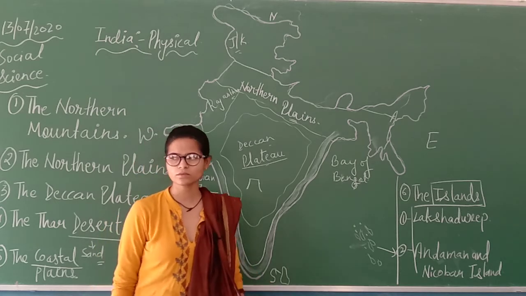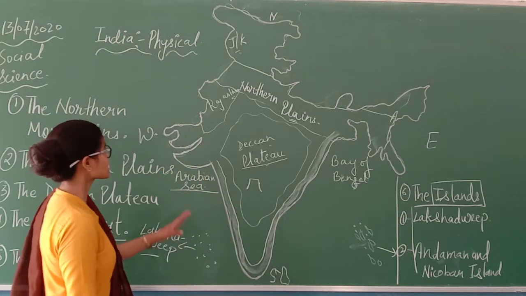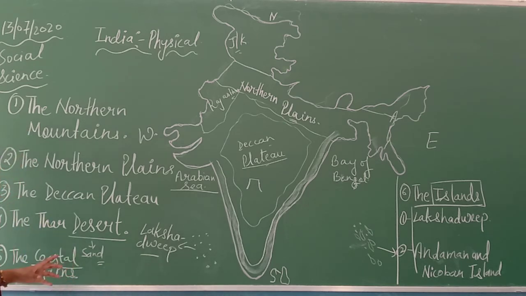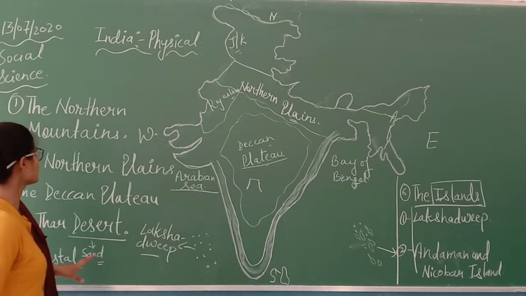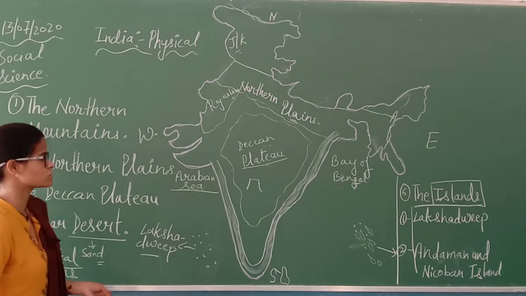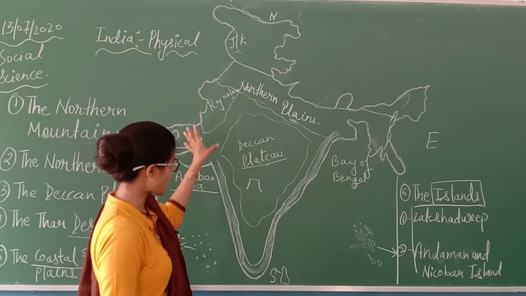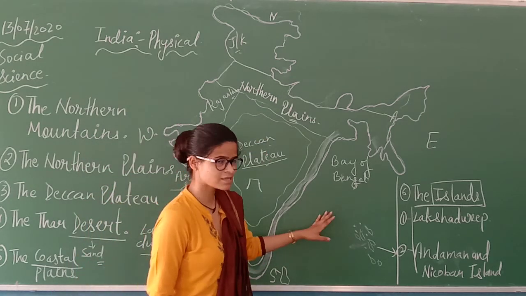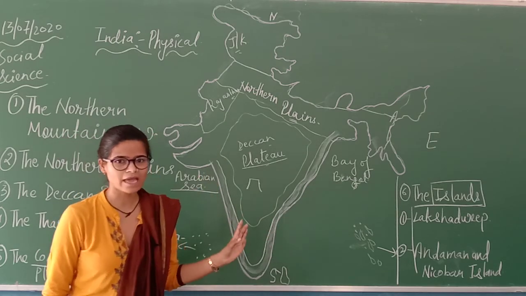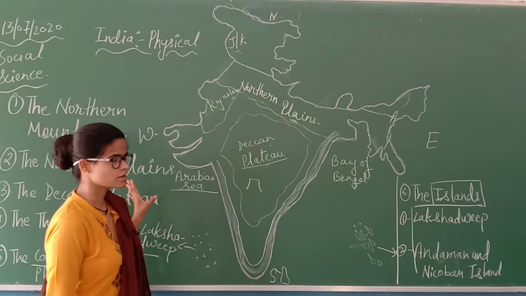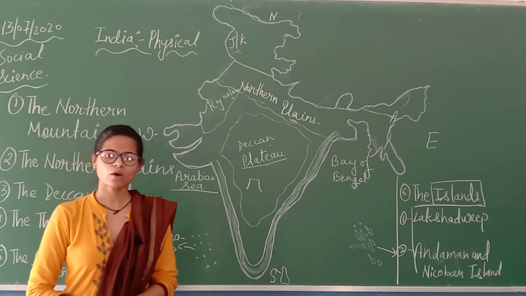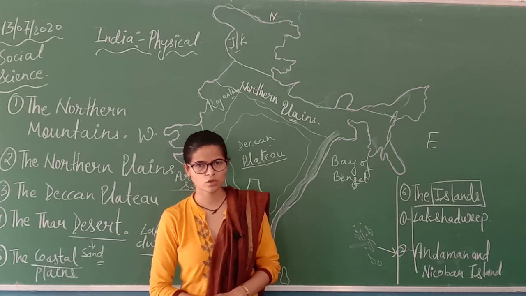I haven't drawn it. So my dear students, these were India's main physical divisions, the physical features of India. So these are the northern plains, northern mountains, Deccan Plateau, Thar Desert, coastal line, and the islands. And I hope with the help of this Indian map, you will be able to understand exactly where these physical features are located.